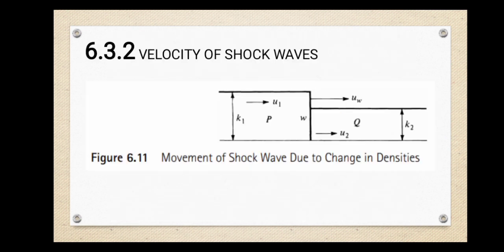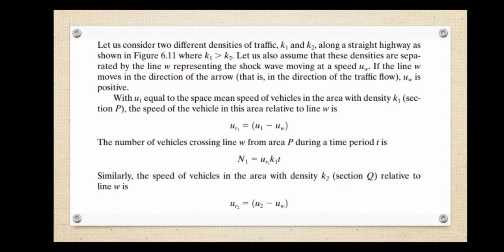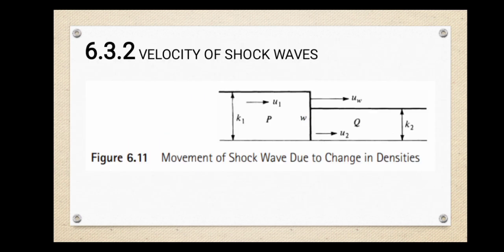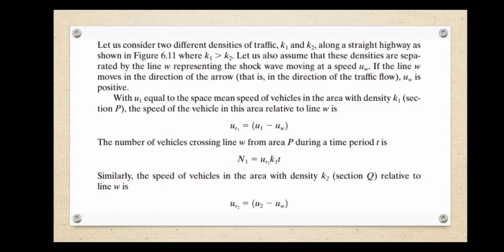So, velocity of shock waves. Let us consider two different densities of traffic, k sub 1 and k sub 2, along a straight highway as shown in figure 6.11, where k sub 1 is greater than k sub 2.